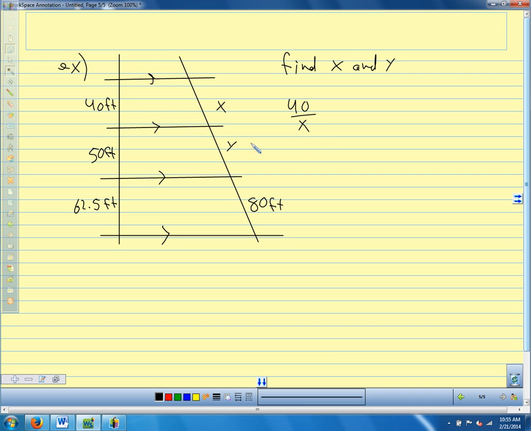40 over X, comparing those two, and we'll compare those two, 62.5 over 80. So we're just writing our ratios with the corresponding pieces on both sides of our problem, and writing a proportion. Is there another way I could do it? Is there another way I could write a proportion for this?